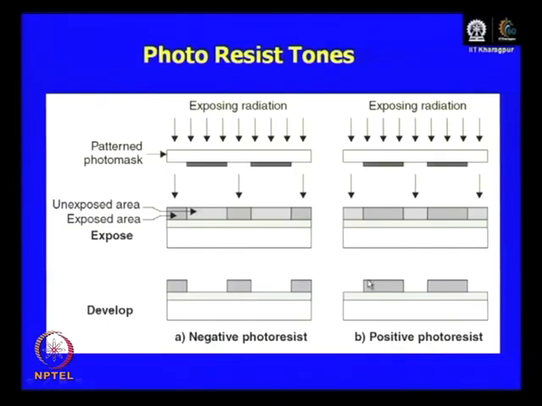We will deliberately avoid the chemistry. There is a lot of research in photoresist chemistry to enhance its photosensitivity and the quality of development, so that there are fewer residues, etc., but we will skip all that for the time being.